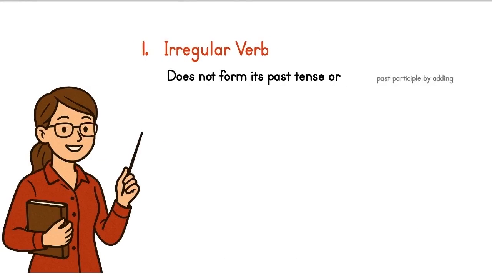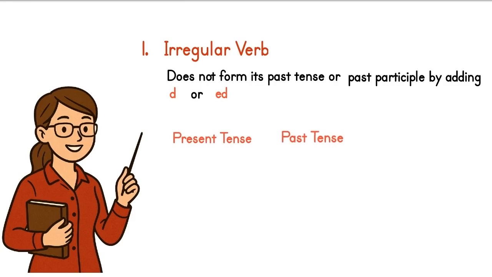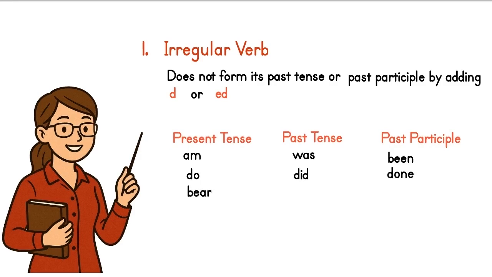An irregular verb does not form its past tense or past participle by adding d or ed to its base form. Examples: am, was, been; do, did, done; bear, bore, born.